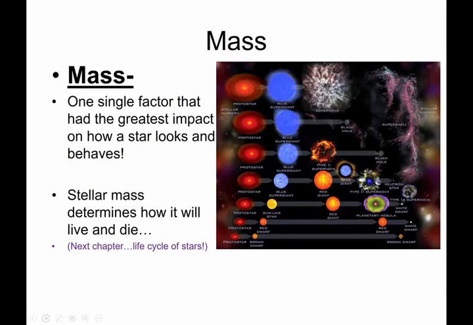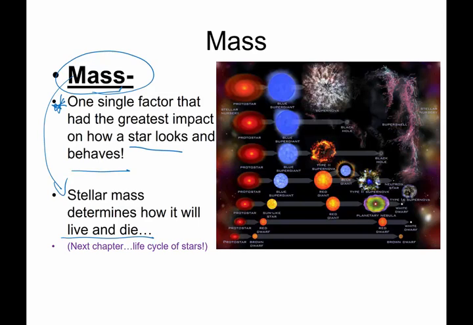So big point, put a star by it. It's probably going to be on a test someplace. The one factor that is going to have the biggest impact on how a star looks, how a star behaves, is its mass. That is also going to determine the life cycle of the star, how it's going to live and how it's going to die.